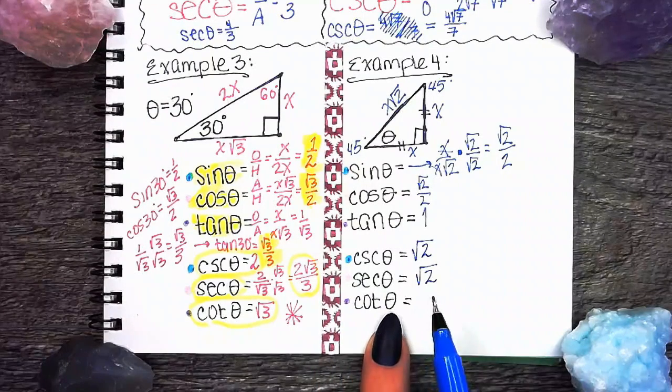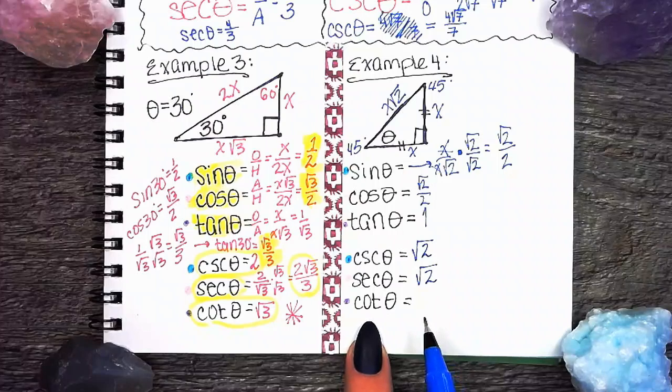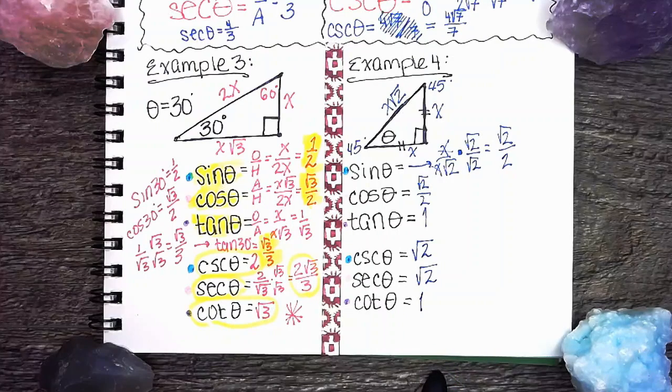Give that a little bit of thought if you don't understand. What's the reciprocal of 1? The reciprocal of 1 is still 1.